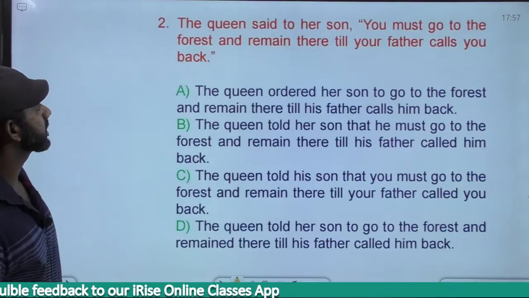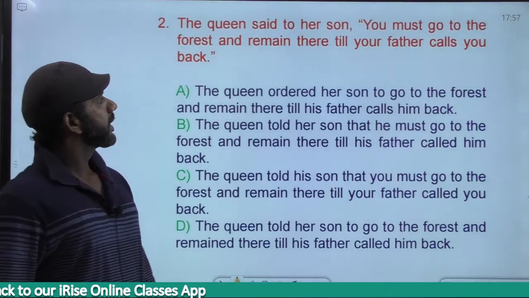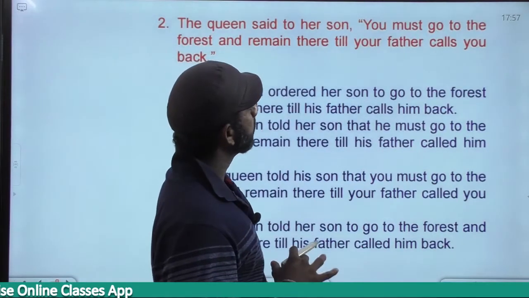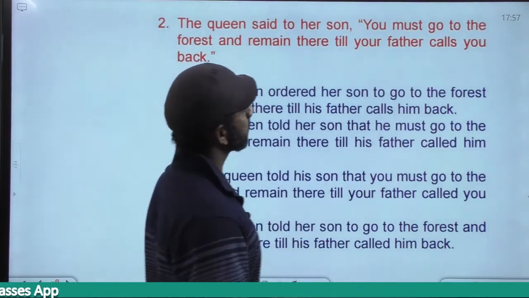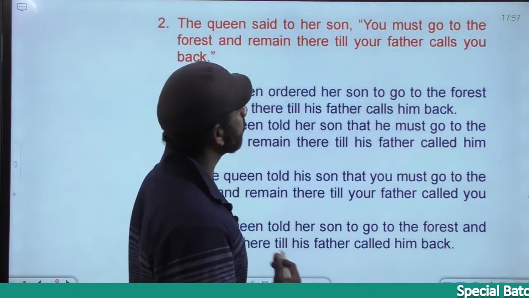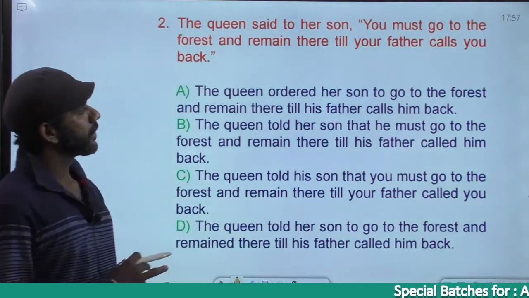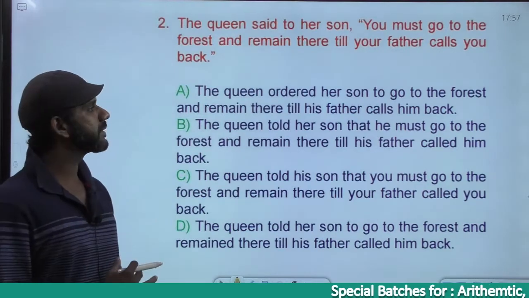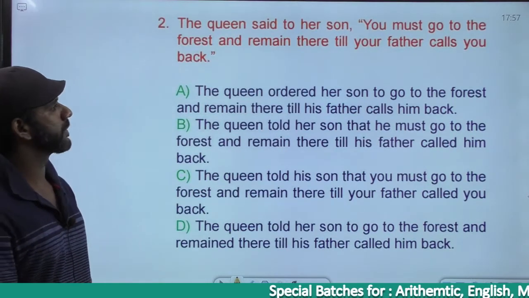Come to the next question. The queen said to her son, "You must go to the forest and remain there till your father calls you back." You must go to the forest and remain there till your father calls you back.